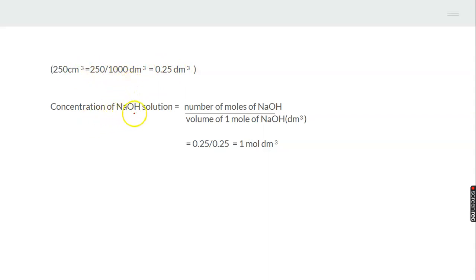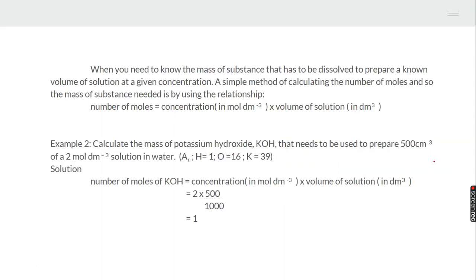If you want to get the concentration, you know the number of moles was the one we got initially. To get your concentration now, you use this relationship. Concentration of sodium hydroxide solution equals number of moles of sodium hydroxide divided by volume. That will give us 1 mole per dm cube. So here are a few examples for you to play around with. This is another one, the second one.